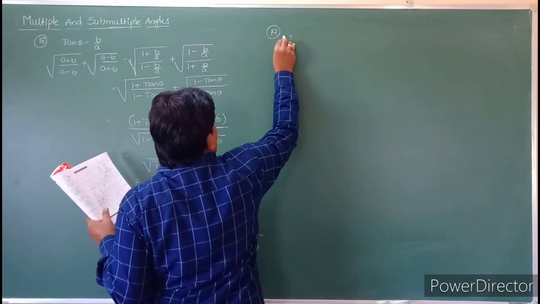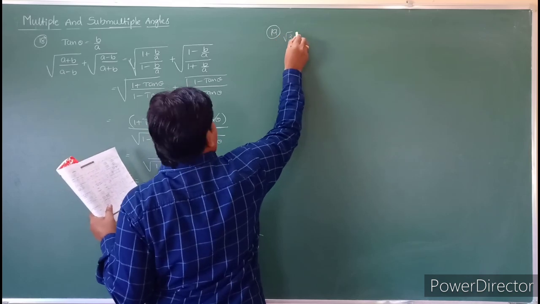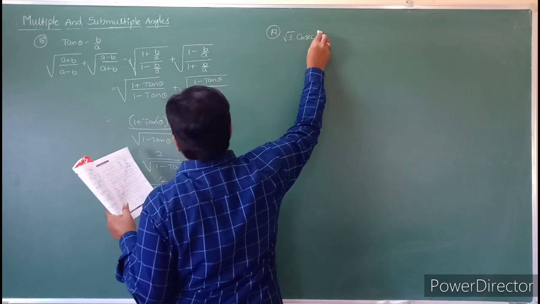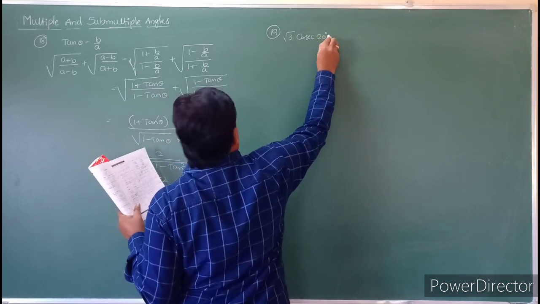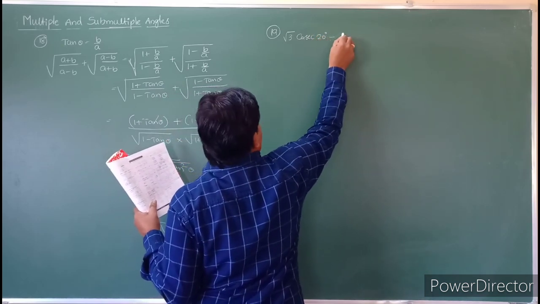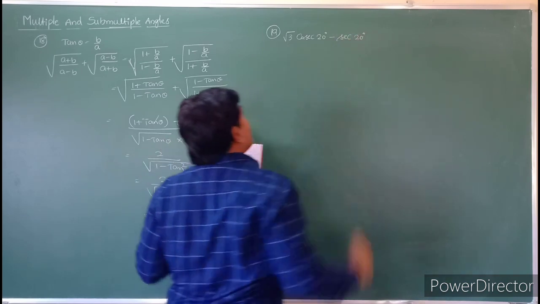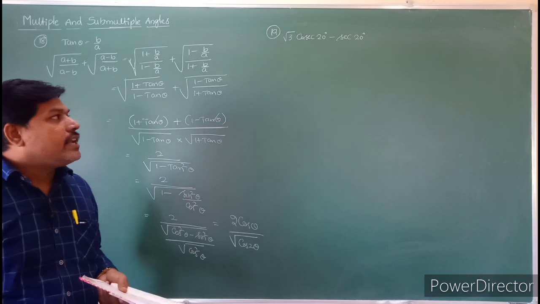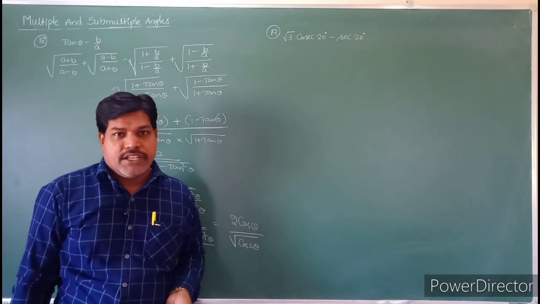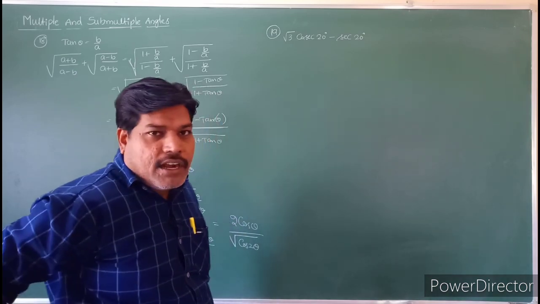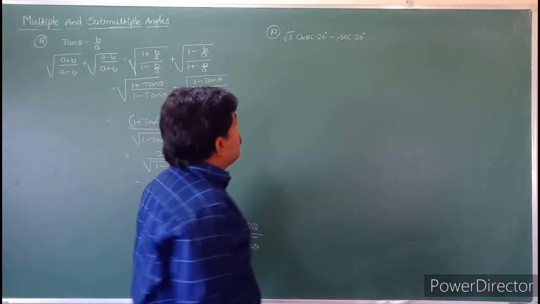So that is root 3 cosecant 20 degrees minus secant 20 degrees. Root 3 cosecant 20 degrees minus secant 20 degrees. So simplify that question, students. This question we already did. So see what we will do.